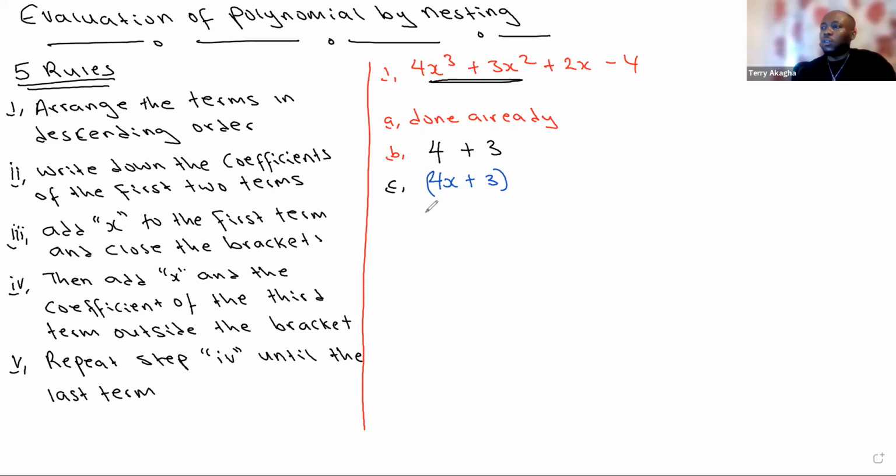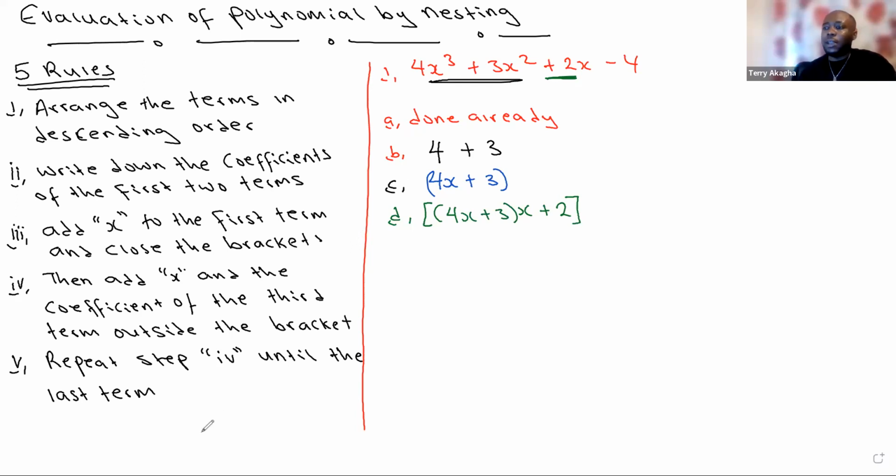Let me use another color. So for step 4, I'm going to add x to this. Then the coefficient of the third term is plus 2. Can you see? Then I'm gonna close the bracket. Is this making sense? Then step 5, I keep on repeating the process again.